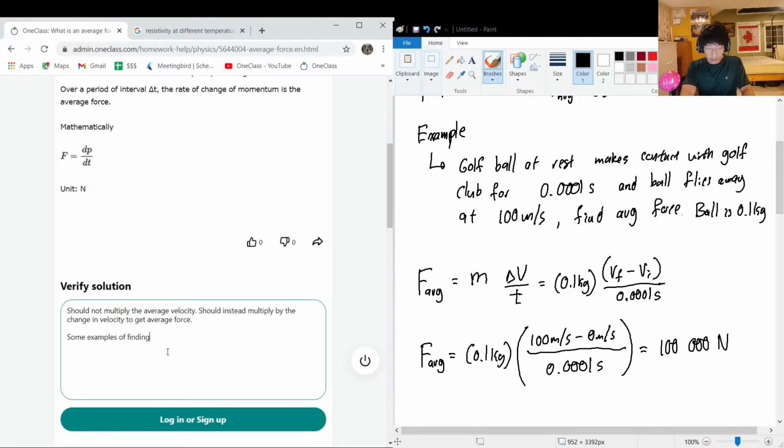Examples of finding average force would be helpful.